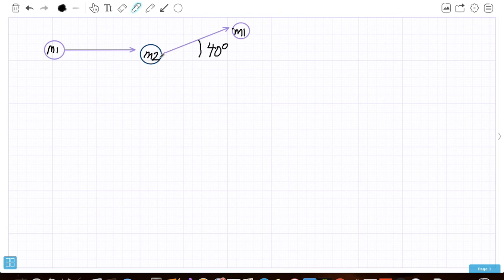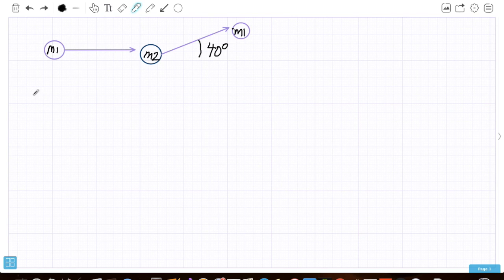Now the reason why it's got to be in this direction down here is because momenta are vectors. Because m2 is not moving initially, m1 has all the momentum. So the momentum after the collision must add up to equal this momentum. I'm anticipating that there'll be a vector going down like this, and this vector plus this vector will equal this vector going in that direction. So that's my prediction here.